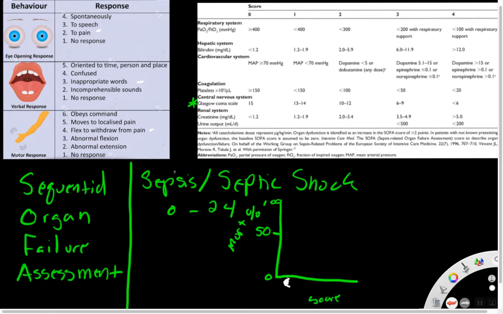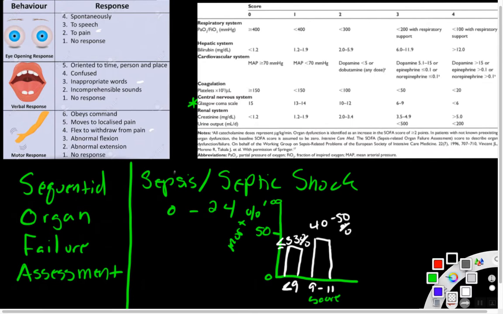Let's get rid of this. Okay, so we have a score of less than 9. So a SOFA score of less than 9 generally holds a mortality rate of 33% or less. Okay? A score of 9 to 11 generally holds a mortality rate of 40 to 50%. That's pretty significant, huh? All right, and then we'll extend this a little bit more. It's getting messy.